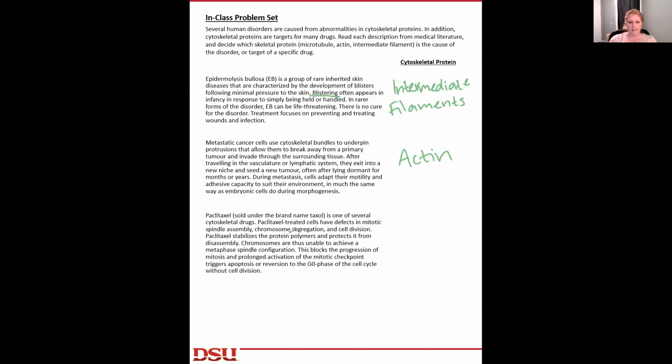Not a great thing. It just is saying that because it doesn't get to the point where we have the mitotic spindle assembly, chromosomes can't be pulled apart. What pulls chromosomes apart? Microtubules.